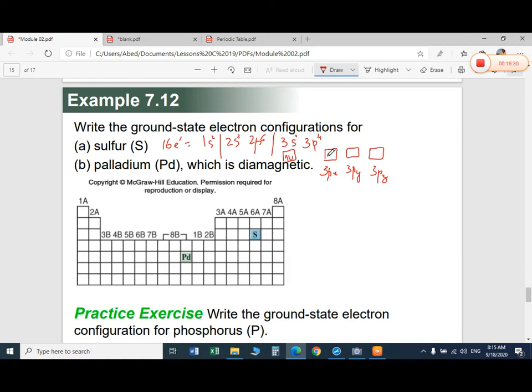So first electron comes here, it wants to stay separately, second electron also separately, third electron also separately, but the fourth electron has no choice but to go and make a pair with the first electron. So there will be only 2 unpaired electrons. So we can say here the answer is 2 unpaired electrons in the sulfur. Because of these 2 unpaired electrons, it will be paramagnetic. Okay, so this will be paramagnetic.